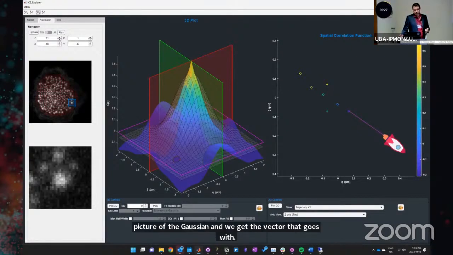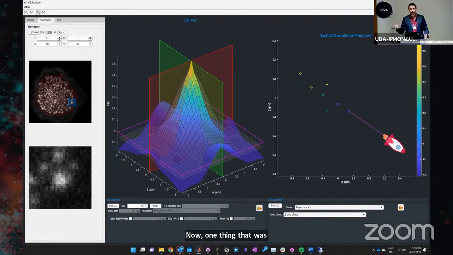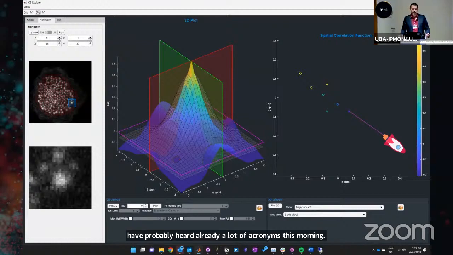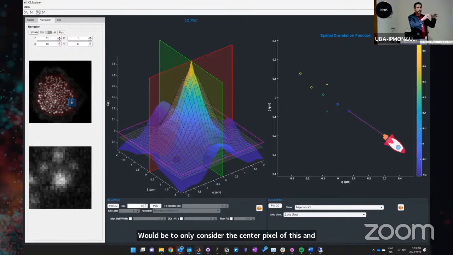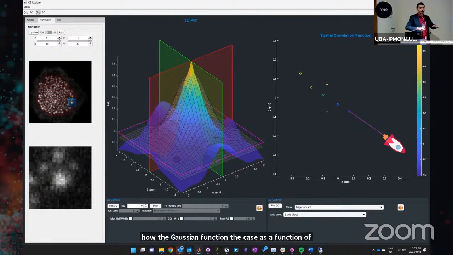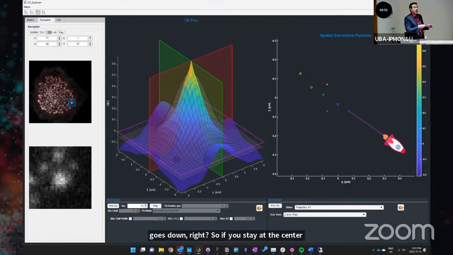Now, one thing that was mentioned earlier today, and you have probably heard a lot of acronyms this morning, but I want to take a moment to explain the similarities and differences between STICS and other techniques that have been mentioned before. In a few words, STICS would be to only consider the center pixel and how the Gaussian function decays as a function of time delay. As you saw in the animations, it moves, but it also goes down, right? If you stay at the center point, regardless of where it moved, that would be STICS, because you're not considering any space displacement.